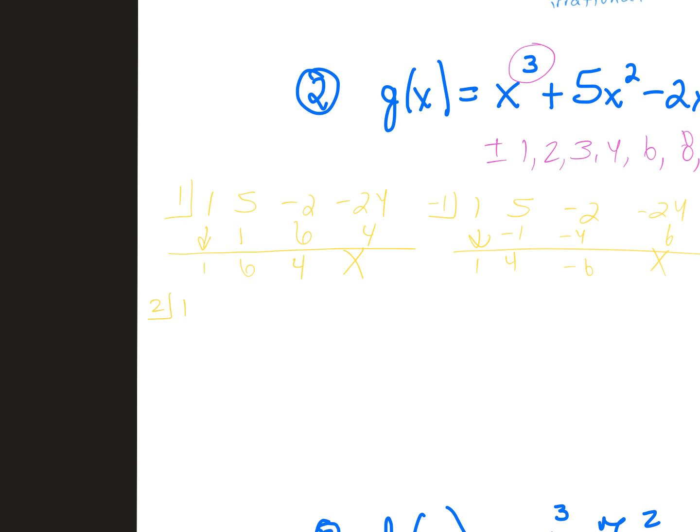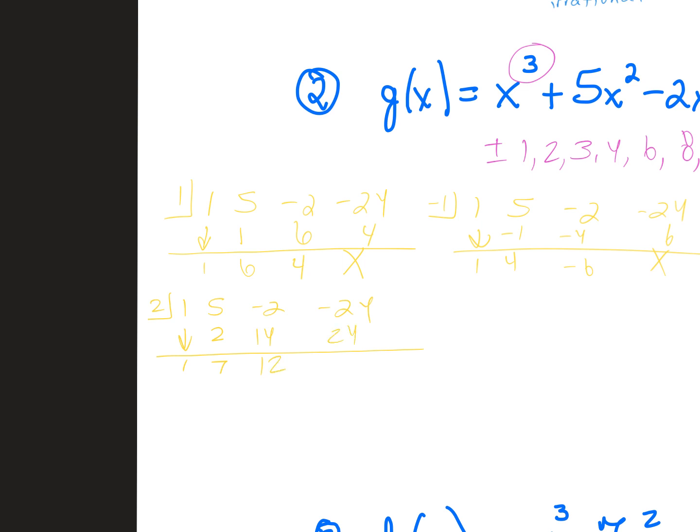1, 5, negative 2, negative 24. Bring down the 1. 1 times 2 is 2. 5 plus 2 is 7. 7 times 2 is 14. Negative 2 plus 14 is 12. 12 times 2 is 24.